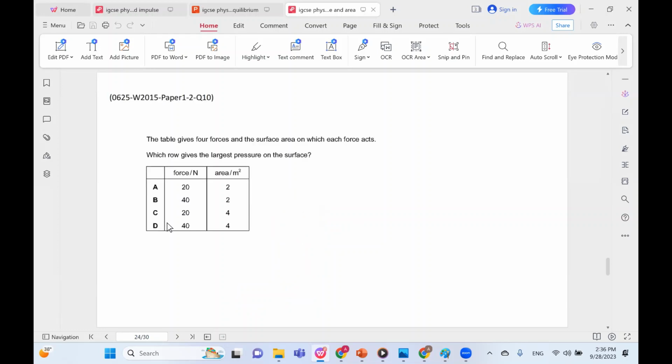The table gives 4 forces and the surface area on which each force acts. Which row gives the largest pressure on the surface? Again, we just divide force by area. So 10, 20, 5, and 10. So the largest pressure is choice B.